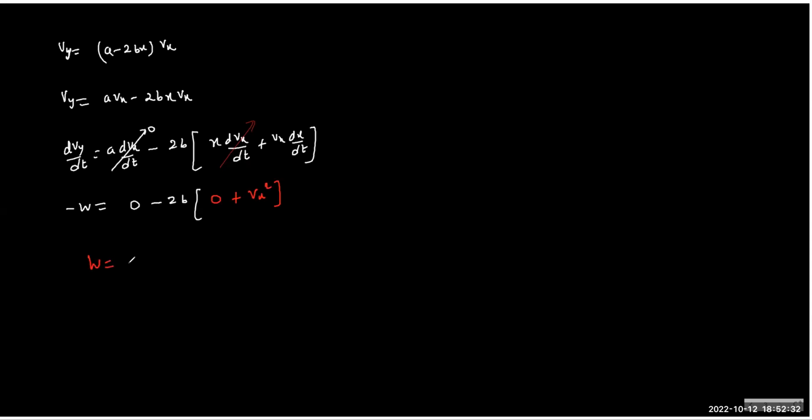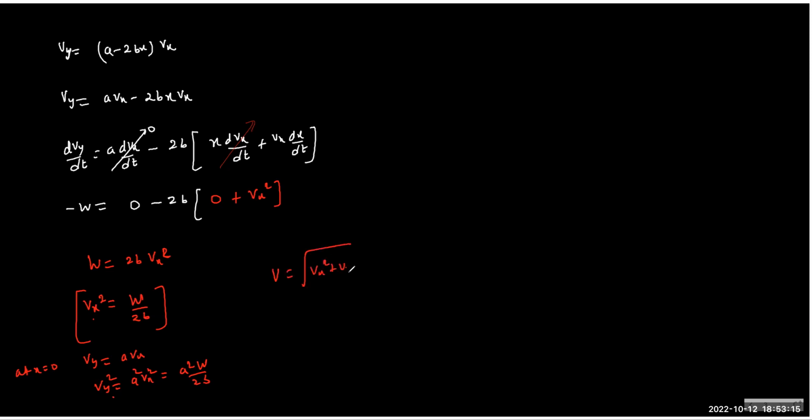So you can see something interesting. I'm solving it purely mathematically. So Vx square is how much? W by 2. That's it. So Vy is how much? If you remember the formula of Vy, the Vy was aVx at origin. At x equals to 0, the Vy is aVx. So Vy square equals a square Vx square, which is a square w by 2. Because we know Vx square and Vy square, we can find the value.